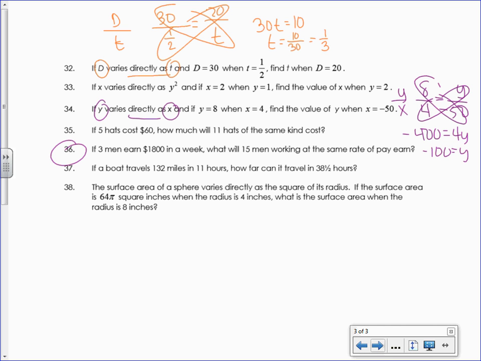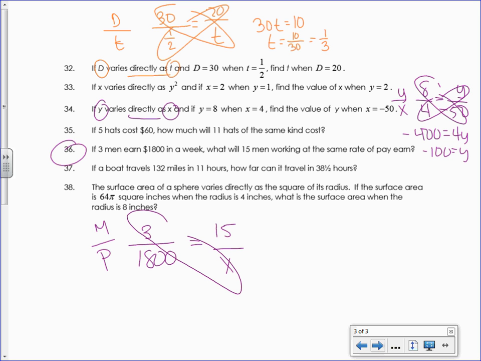36. Now this one doesn't actually have the word direct in it, but let's think about it. 3 men earn $1,800 in a week. So 3 men make $1,800. What will 15 men make? Okay, so think about it this way. I've got men and I've got pay.